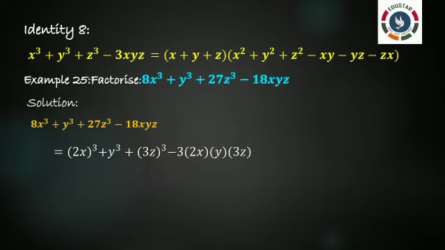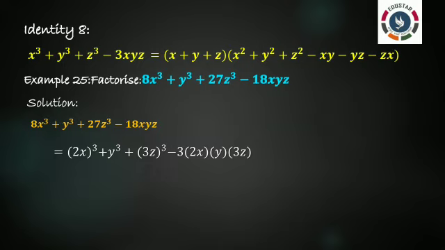3z the whole cube. And minus 18xyz can be written as minus 3 into, what is your x value here? 2x, and y value is y, and z value is what? 3z. So 18xyz can be written as 3 into 2x into y into 3z. Now on comparing this with identity 8, we have the LHS of identity 8.